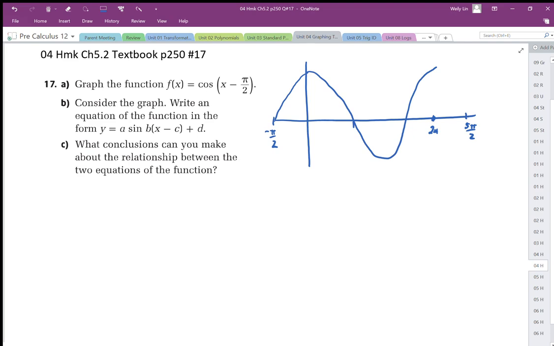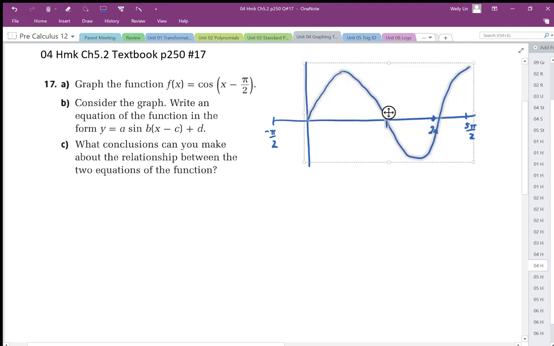This question asks us to shift the cosine graph. So this is my original cosine graph, and this minus pi over 2 is a shift to the right 90 degrees or pi over 2. So I'm going to take this graph and I'm going to shift it 90 degrees to the right.